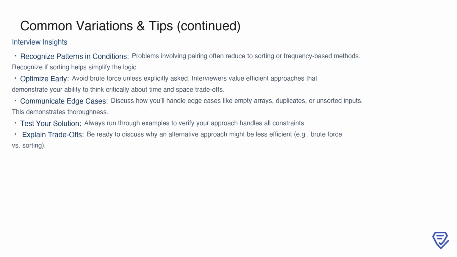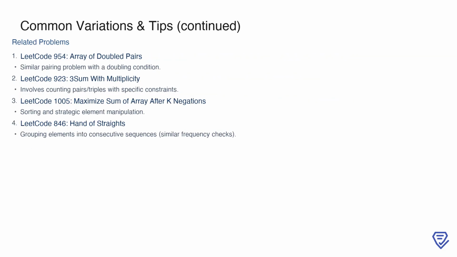Testing your solution is essential. Run through examples to ensure your approach satisfies all constraints. Lastly, be prepared to explain trade-offs. For instance, why you chose sorting over a more complex method, or why a frequency map might be better than a two-pointer approach in certain cases. It's helpful to explore related problems to deepen your understanding.